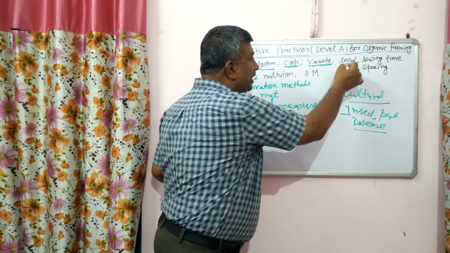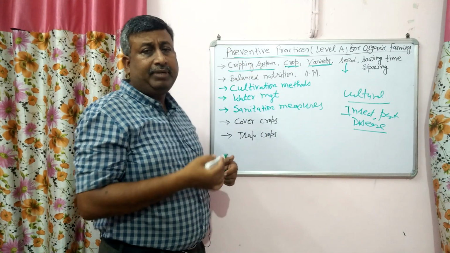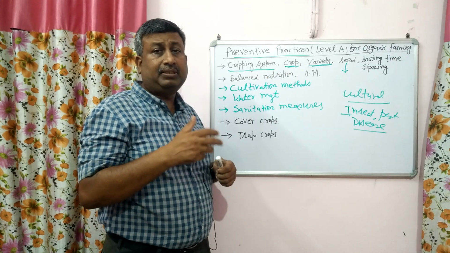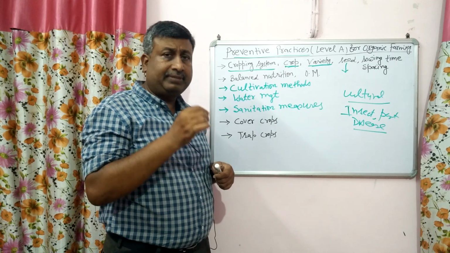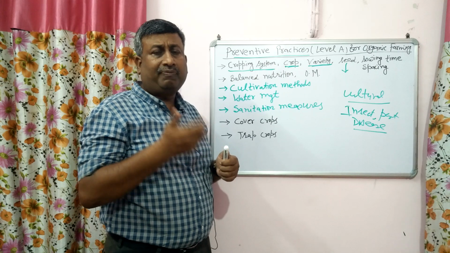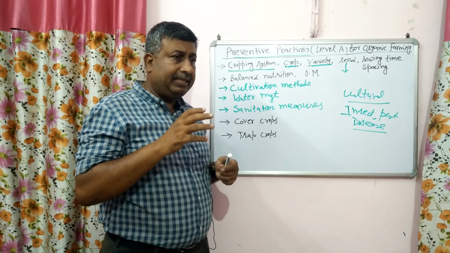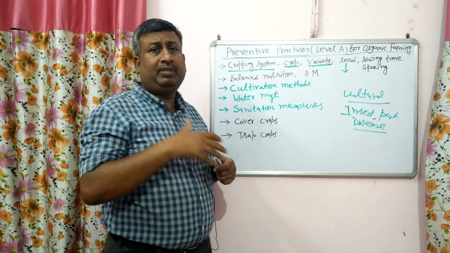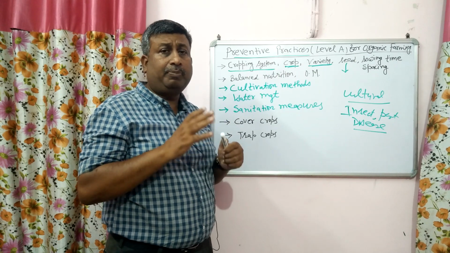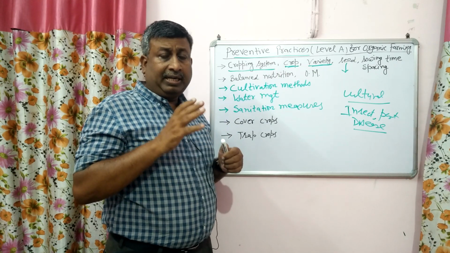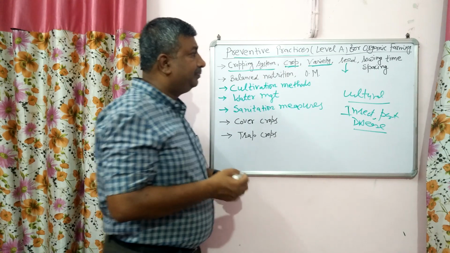Then seed material: if we are using any seed or planting material, it should be free from disease, infection, eggs or any type of infection. If a seed is already infected with disease, it will spread the disease. So seed material should be clean, certified and free from diseases.